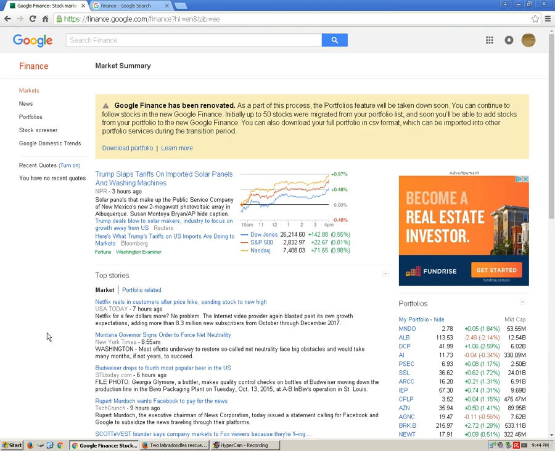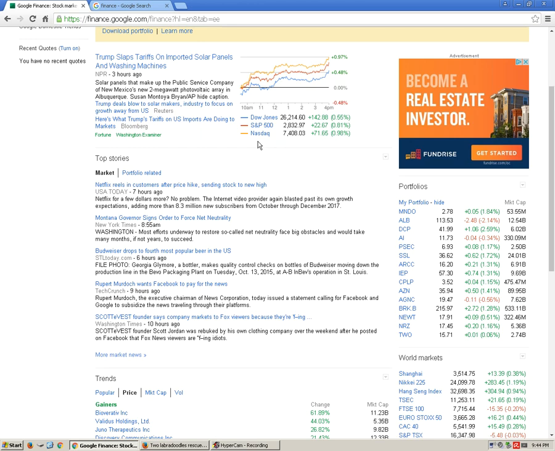Let's talk about Google Finance. This page right here is Google Finance. Normally it doesn't have this large brown banner at the top, but as you can see, it says that Google Finance has been renovated, and the portfolios feature will be taken down soon, and so on and so forth. So let's have a look at the page.